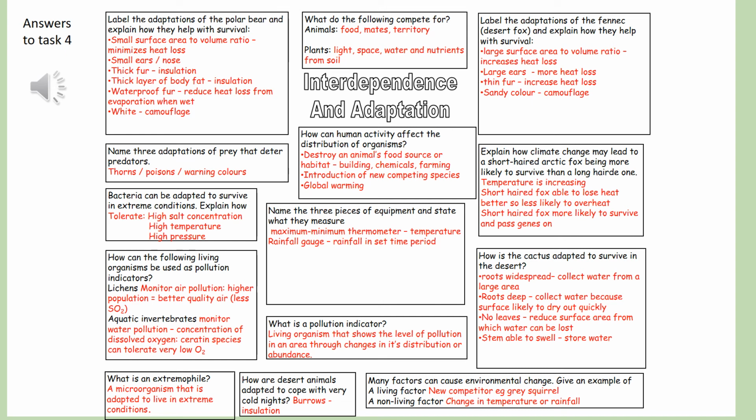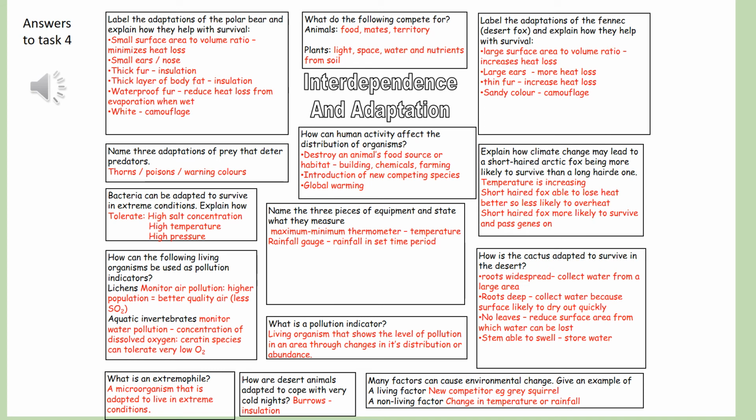Name the 3 pieces of equipment and state what they measure. Maximum minimum for the thermometer is the temperature, and the rain gauge is the rainfall set over a period of time. How is the cactus adapted to survive in the desert?